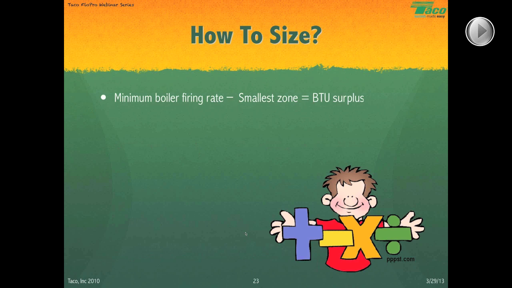Minimum boiler firing rate minus the BTU load of the smallest zone gives you your BTU surplus. Next, multiply that BTU surplus by the desired minimum run time, usually 10 minutes. Anytime the burner fires, we want it to fire for at least 10 minutes. BTU surplus times your desired minimum run time, usually 10 minutes, is your cycle factor.